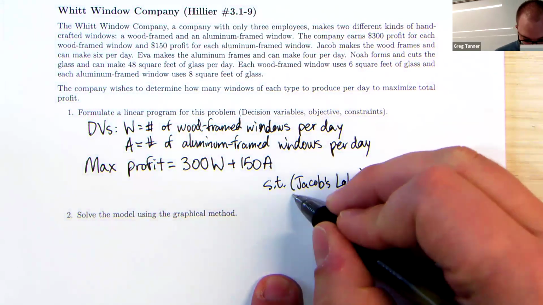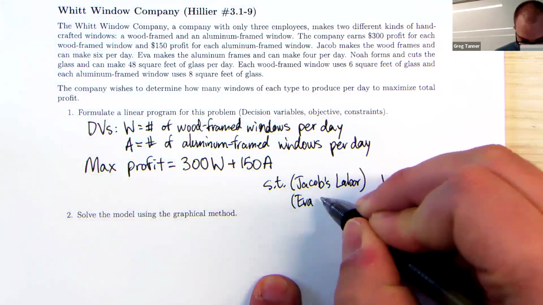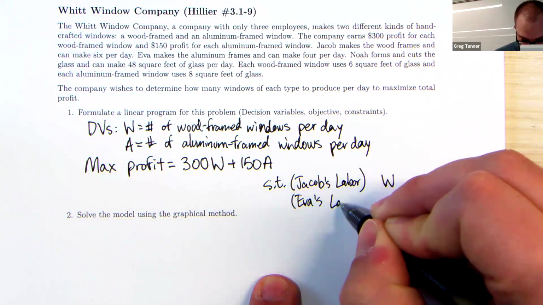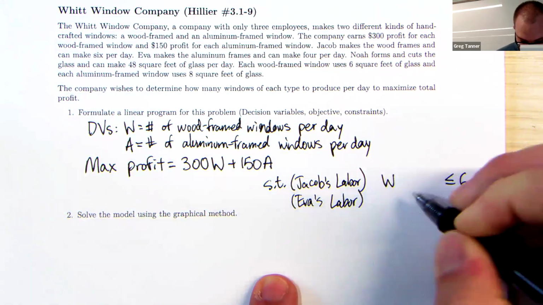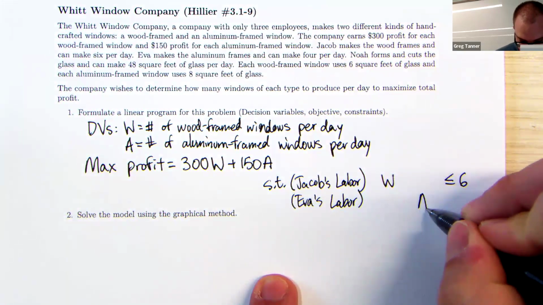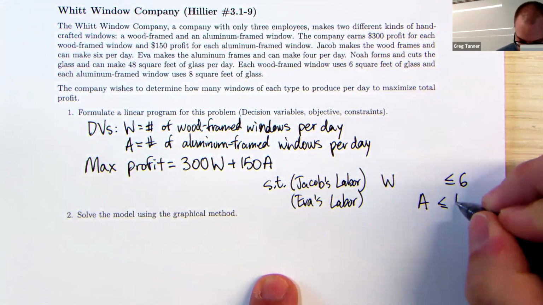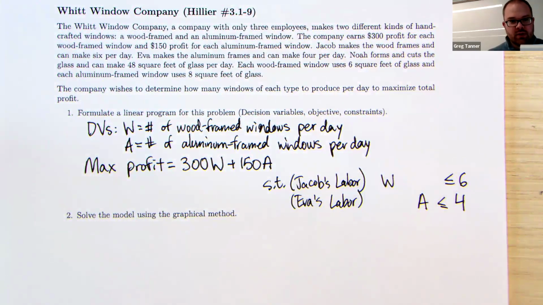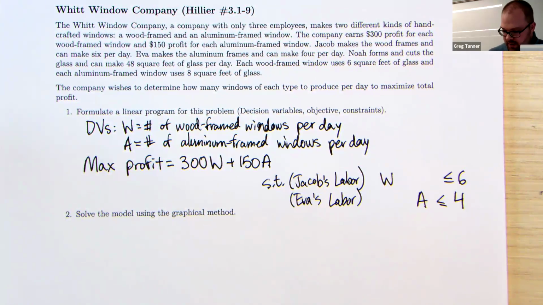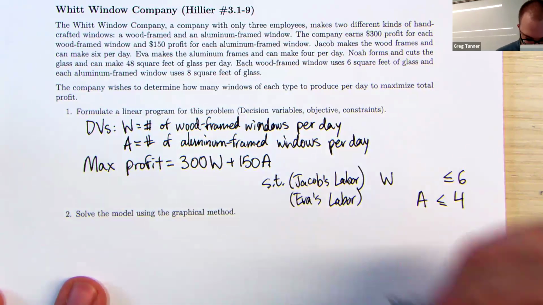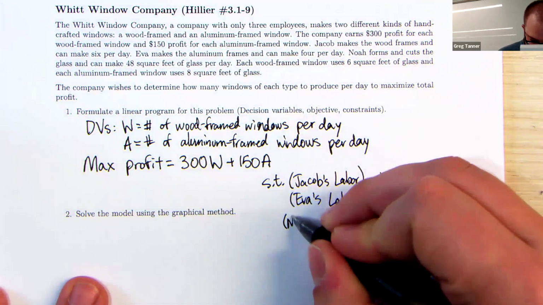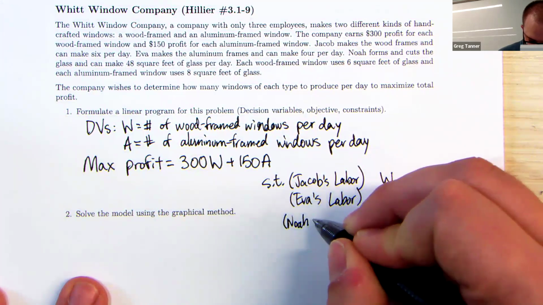Eva is our specialist for the aluminum framed windows, and she can make 4 of those. So maybe they're more time consuming to make, and so she can make 4 of them in a day. And then Noah contributes the glass.